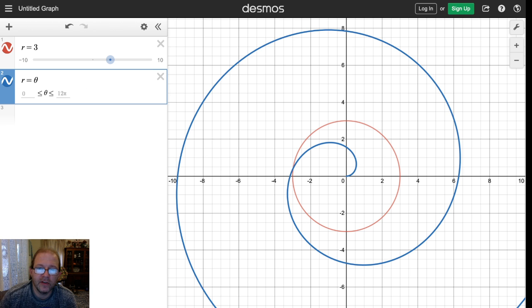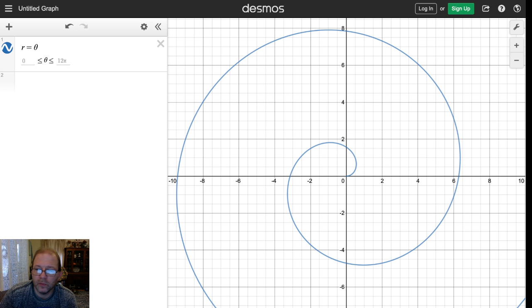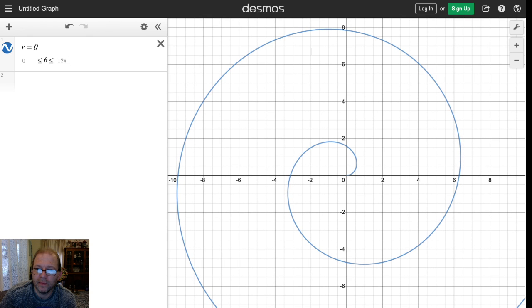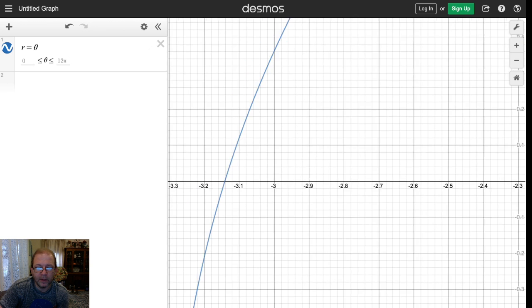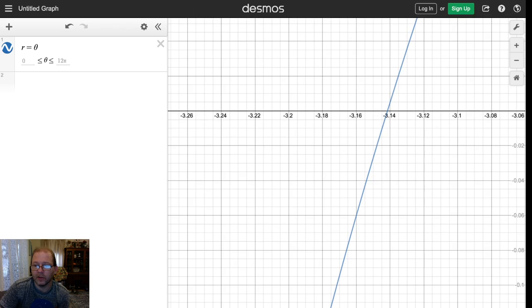If you do r equals theta, you get this spiral. And that's kind of interesting if you think about what that is. If you start at the origin and start tracing around that spiral, at each point the radius is equal to the angle. A place where that's easy to see is right here: if you come along the negative x-axis, that's of course the angle pi, and notice it crosses right there at pi.